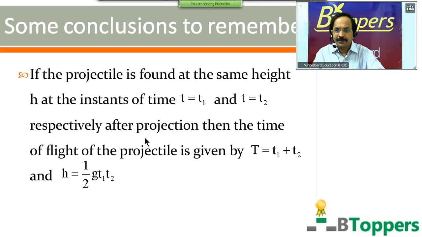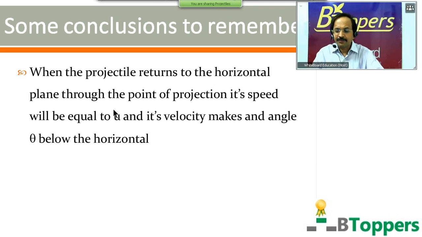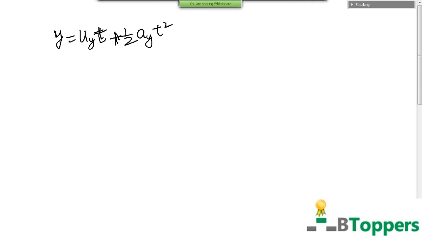I'd like to show you the calculation for these conclusions. Now I'd like to show you the calculation for the conclusions I have just shown you on the screen. So I would like to show you the calculation for the first conclusion. For this we use the equation for displacement y in the vertical direction given by uy into t plus half ay into t square. That means using the equation s equal to ut plus half at square for motion in the vertical direction. Uy is the initial velocity in the vertical direction, that you can write as u sin theta. Ay is the acceleration in the vertical direction, equal to minus g.